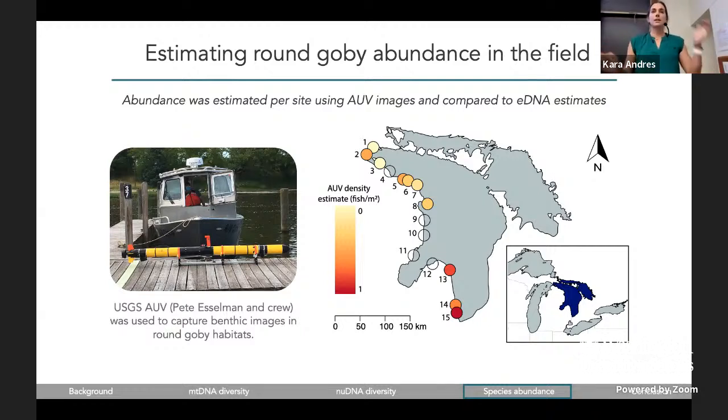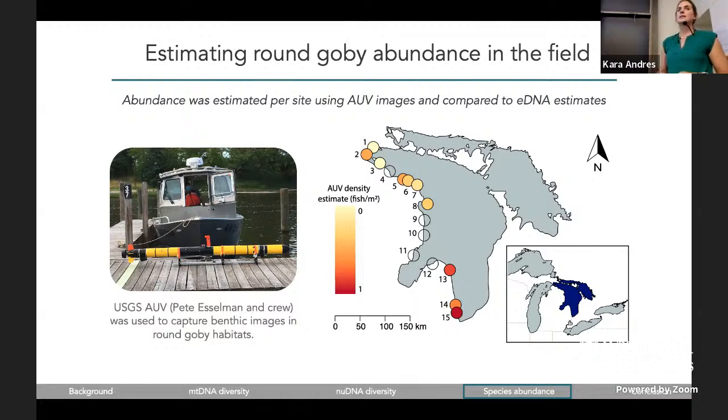They go out every summer and estimate round goby abundance using this benthic AUV. This is an autonomous underwater vehicle, and it coasts right along the lake bottom, and it captures images of the round goby, which is a benthic species, meaning it lives right on the lake bottom. From these images, they have folks go in and outline the gobies. They apply an AI algorithm, rather complicated. But what we get at the end of the day is a density estimate of round gobies at these different sites in Lake Huron. They did this at 15 sites.